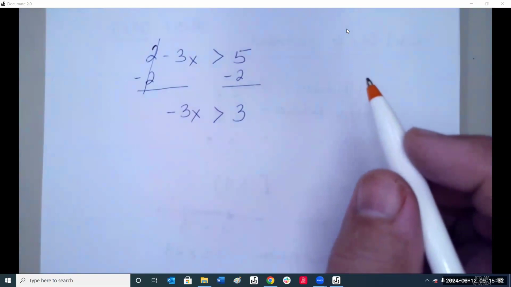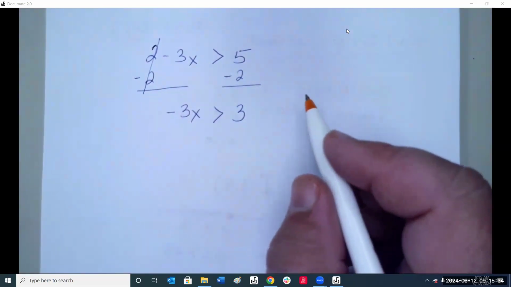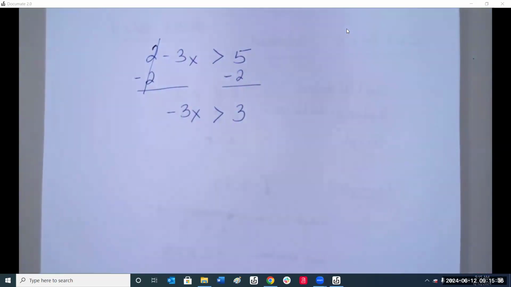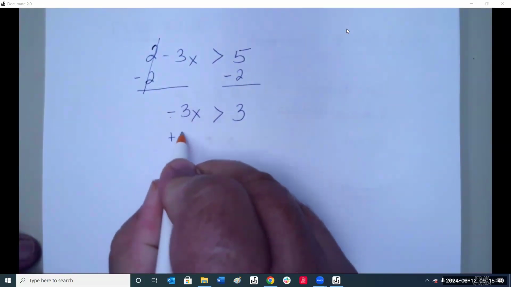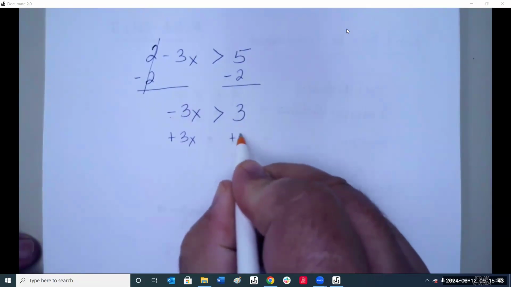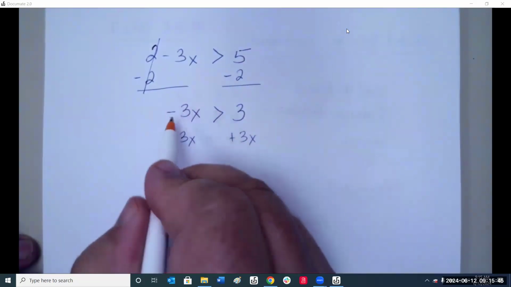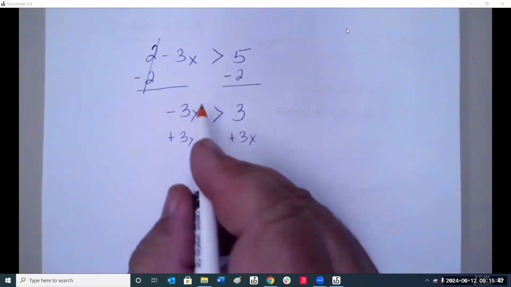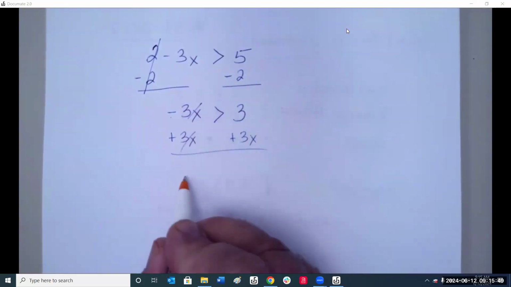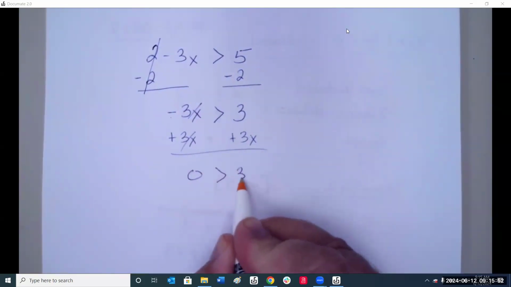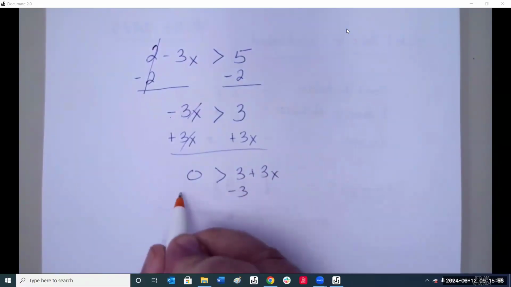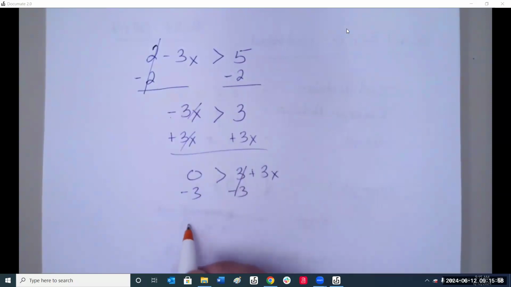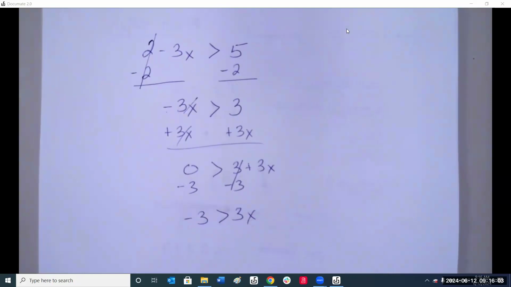Okay, remember, I'll show you two different ways. First way, I'm going to show you mathematically what's going on. Since this is negative, what we would do is add 3x to both sides, because we can't have a negative in front of our x. So we have 0 is greater than 3 plus 3x, and then subtract 3. We have -3 is greater than 3x.